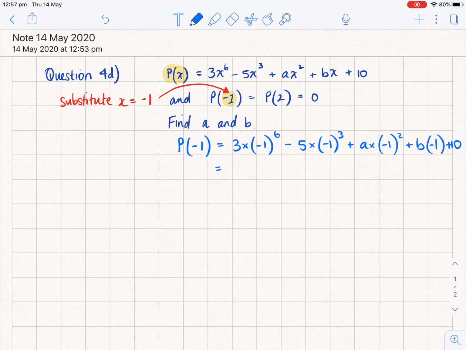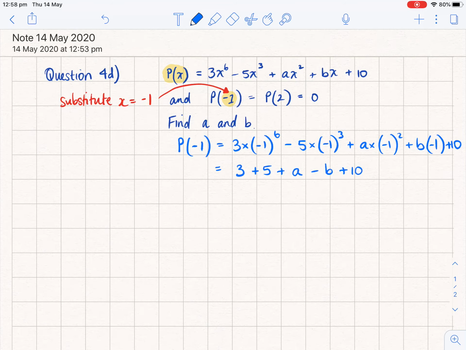So this becomes 3 times 1, which is 3, minus 5 times -1, which is +5. And then -1 squared is +1, so it becomes plus a. And then -1 to the power of 1 is just -1, which is minus b, plus 10. So I've got my right-hand side of the equation here.